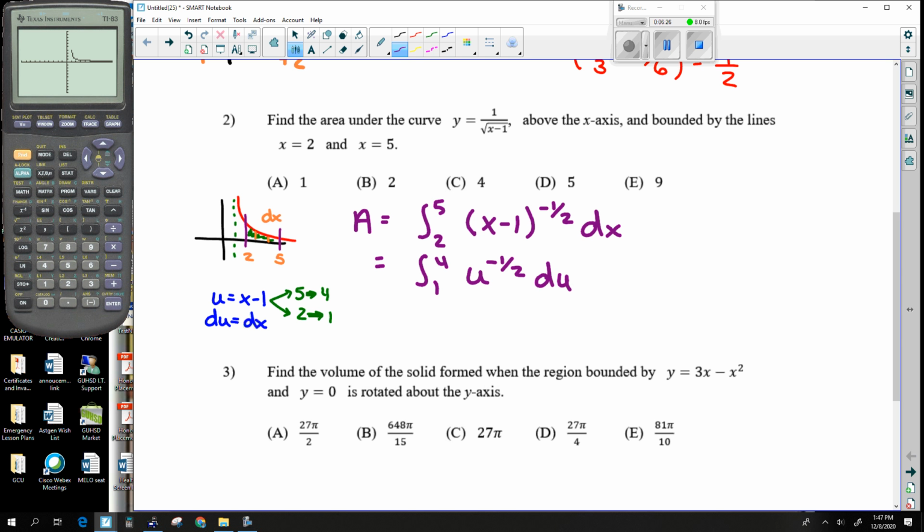Okay, I can absolutely integrate this. So this is 1/2 times 2 from 1 to 4, and so this is a square root. So this is going to be the square root of 4 minus the square root of 1.